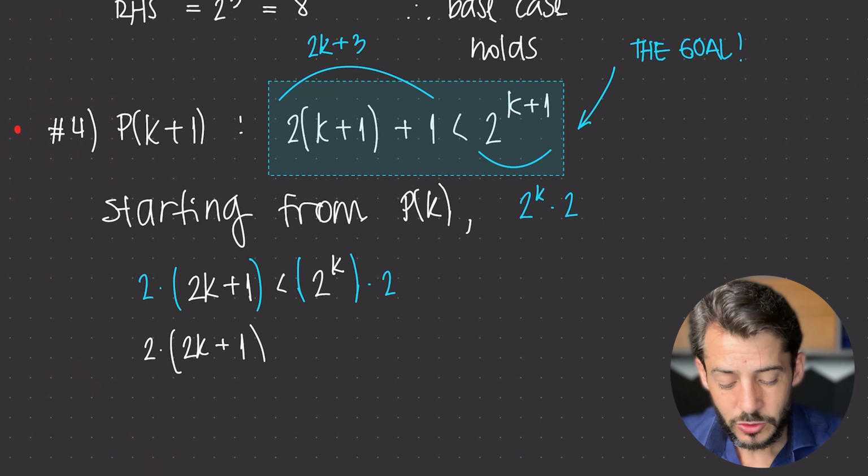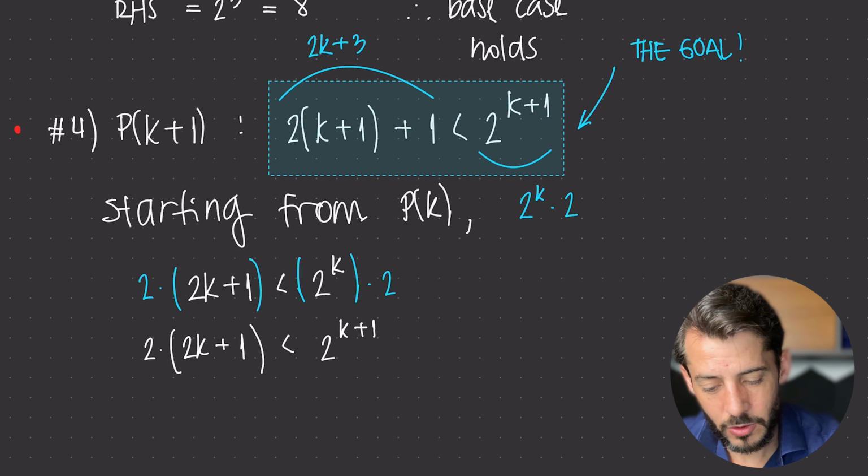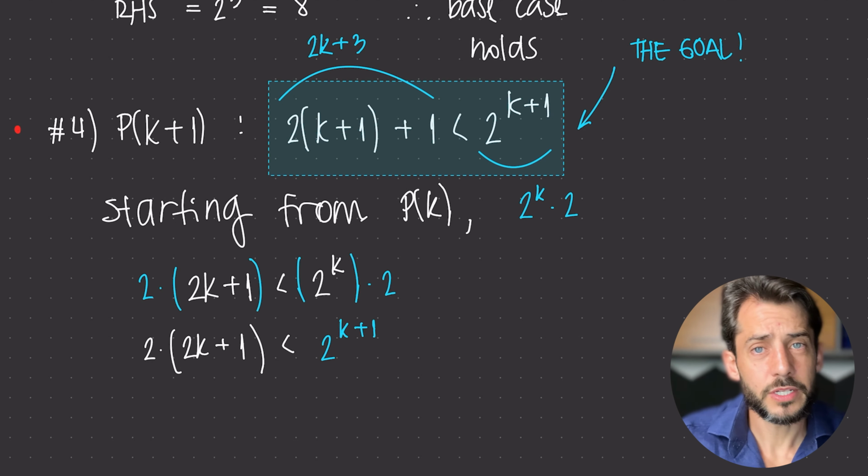Now notice that this also doesn't change the inequality. If 6 is bigger than 4, that means that 12 is bigger than 8. We just multiply the whole thing by 2 and nothing's changed. So we have 2 times 2k plus 1 is less than 2 to the k plus 1. Now notice that the right-hand side already looks correct.